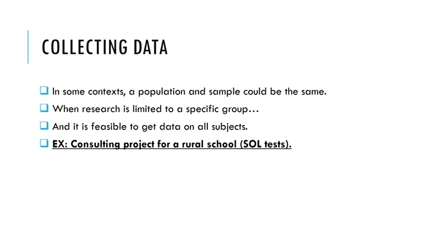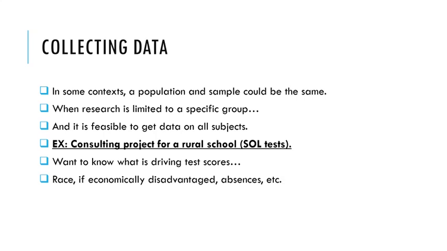For example, I was involved in a consulting project for a rural school system, and they were taking these standardized tests, our Standards of Learning tests, we call them in Virginia. Now, it was a pretty small school, and I wanted to help them learn what was driving their test scores. So my population of interest was their students. And I need to think about, does race, if students are economically disadvantaged, if they have excessive absences, do those types of things drive test scores?